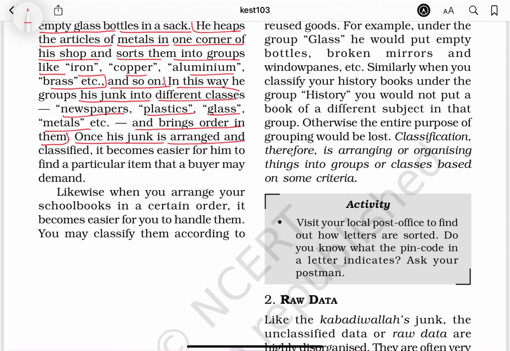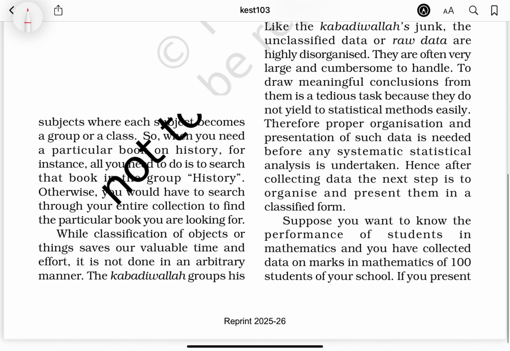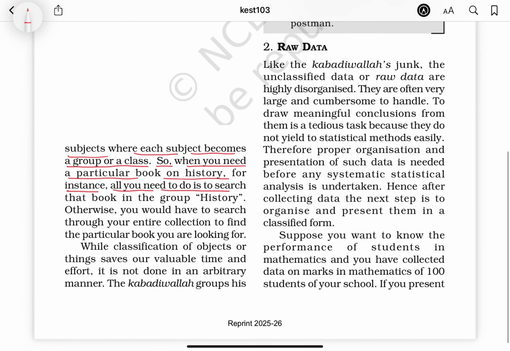Once his junk is arranged and classified, it becomes easier for him to find a particular item that a buyer may demand. Likewise, when you arrange your school books in a certain order, it becomes easier for you to handle them. You may classify them according to subjects, where each subject becomes a group or a class. So, when you need a particular book on history, for instance, all you need to do is to search that book in the group history. Otherwise, you would have to search through your entire collection to find the particular book you are looking for.